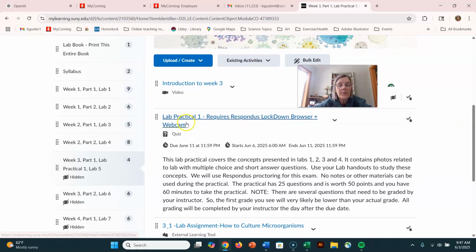So here's the lab practical. I recommend that you take the lab practical first because it's on labs 1, 2, 3, and 4. And then we're still going to do lab 5 this week. So I don't want you to get that in your mind and then have to go back and do this. I recommend you take Lab Practical 1 before you do anything else in lab this week. It gives you some pointers there. You're going to use the lockdown browser, Respondus, just like you've been using in lecture.